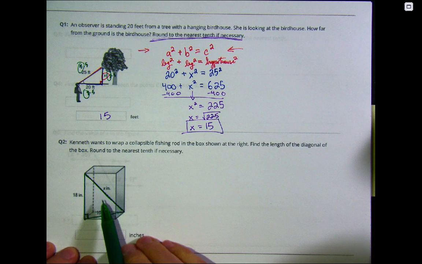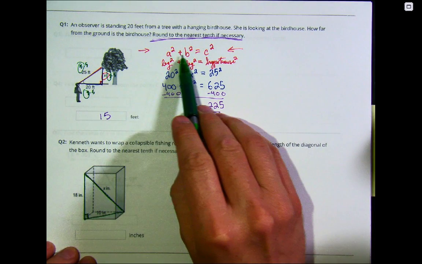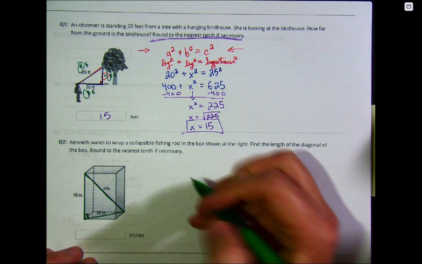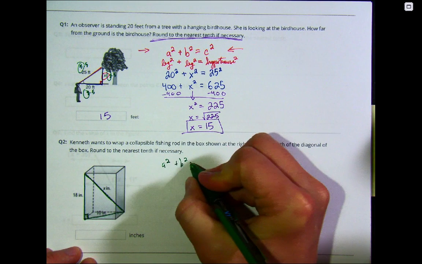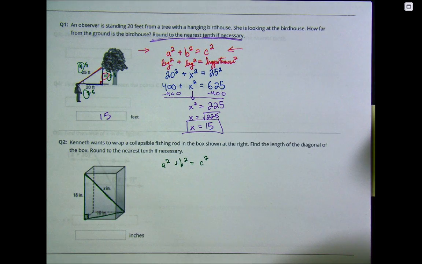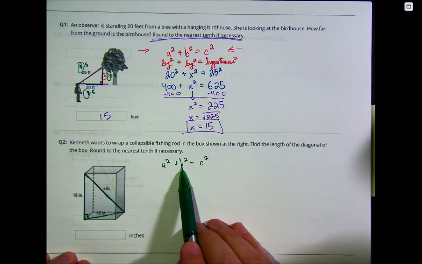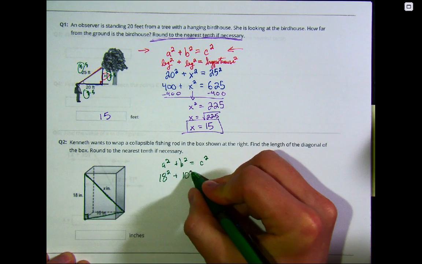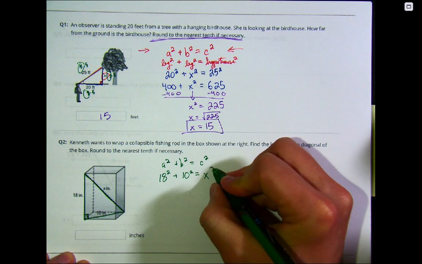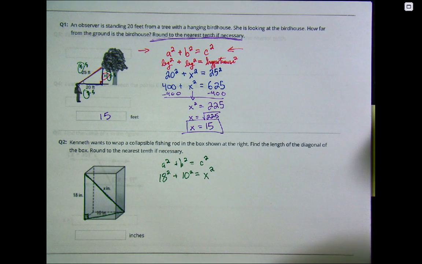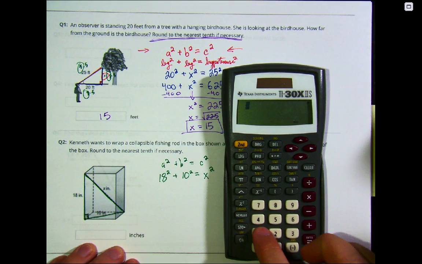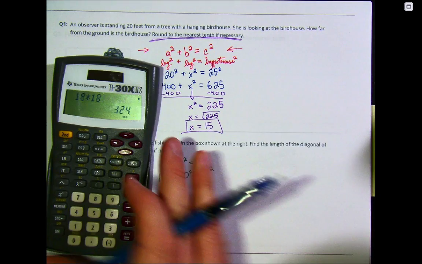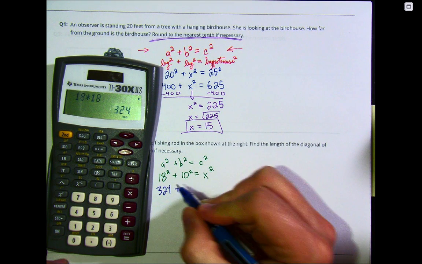So x, 18, and 10. I'm going to do my A, B, and C, and figure out which pieces go in which slots. A squared, B squared, C squared, again, is what we're going to use. Leg and leg. The two legs are 18 and 10. So 18 squared plus 10 squared equals the hypotenuse, which we do not know, and that's what we're going to solve for here. Again, I'm going to use my calculator. So what is 18 squared? 18 times 18 is 324. Plus 10 squared, I can do that in my head.